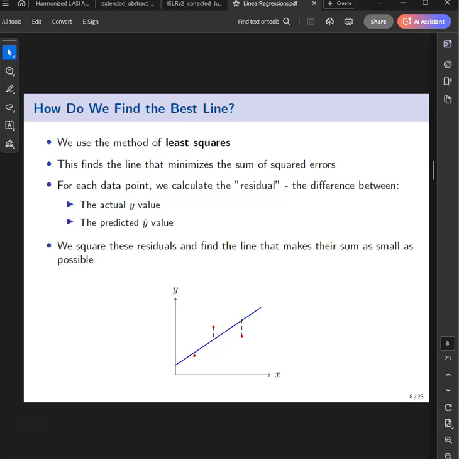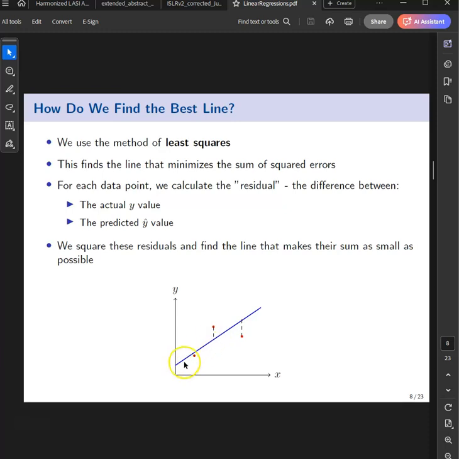So how do we actually find the best line through our data? That's where the method of least squares comes in. It's a technique that has been helping statisticians since the early 1800s, and the intuition is pretty straightforward. It means that for each data point we have, we calculate something called the residual. This is simply the difference between what our model predicts and what we actually observe, the vertical distance between our line and the point.